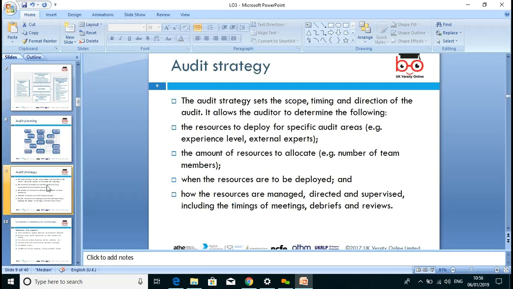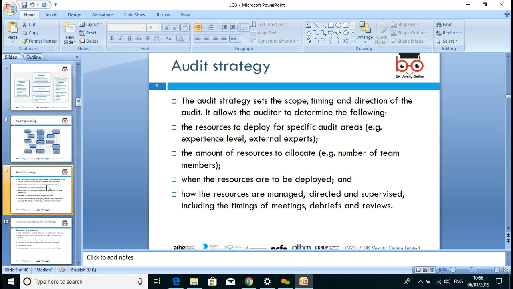Well then, next we're really focusing on LO3, which is learning outcome 3, strategy, what we discussed at the top and in the other mind maps as well. The audit strategy sets the scope, timing, and direction of the audit.